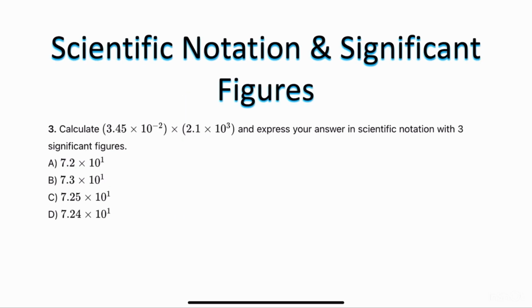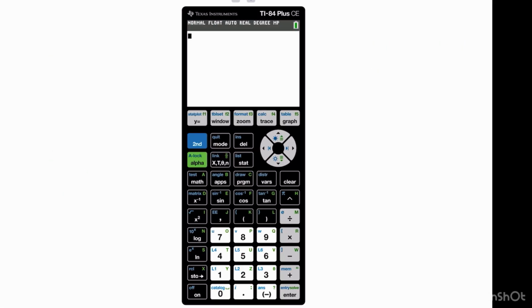Calculate 3.45 times 10 to the negative 2 times 2.1 times 10 to the 3rd and express your answer in scientific notation with 3 significant figures. Okay, so in this case, you can use your graphing calculator and you can just go ahead and put this into the calculator. We can just input 3.45 times 10 to the negative 2 power. Remember, there is a negative button in the calculator, times 2.1 times 10 to the 3rd power.